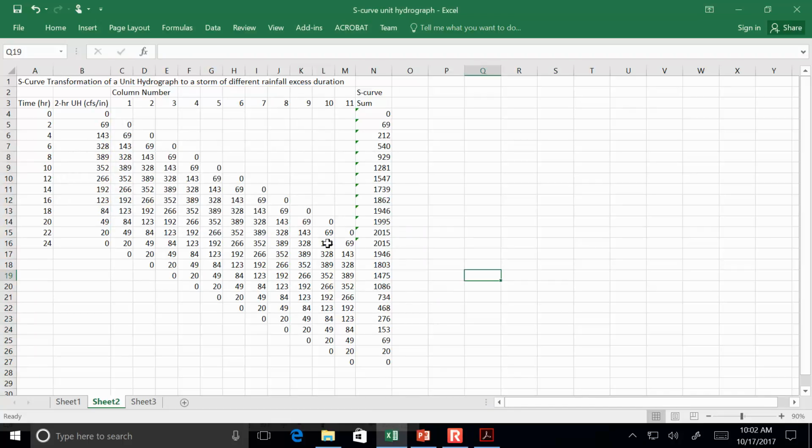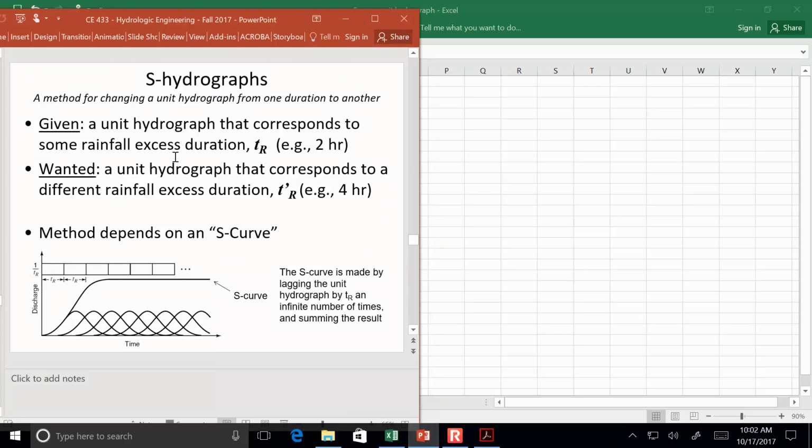Okay, now there's a really important check that we can put in place to make sure that this method is correct. All we're going to be changing in this S-hydrograph is the duration that the rainfall excess occurred. We're not changing the amount of the rainfall excess. And what that means is that the volume of runoff should be the same, regardless of whether it's a 2-hour storm or a 4-hour storm. Because by definition, rainfall excess means that which wasn't infiltrated and wasn't intercepted. So we have the same amount of runoff depth, it's just occurring over a different duration.